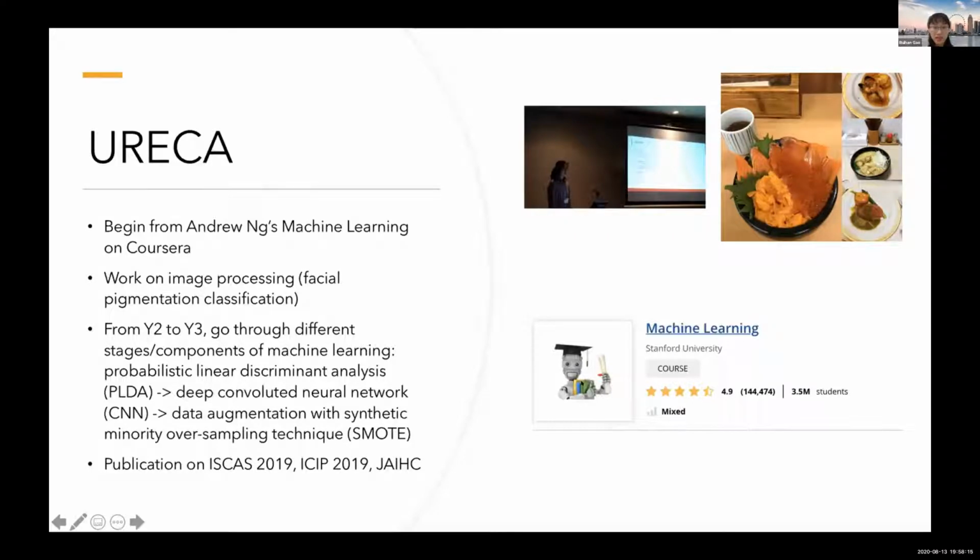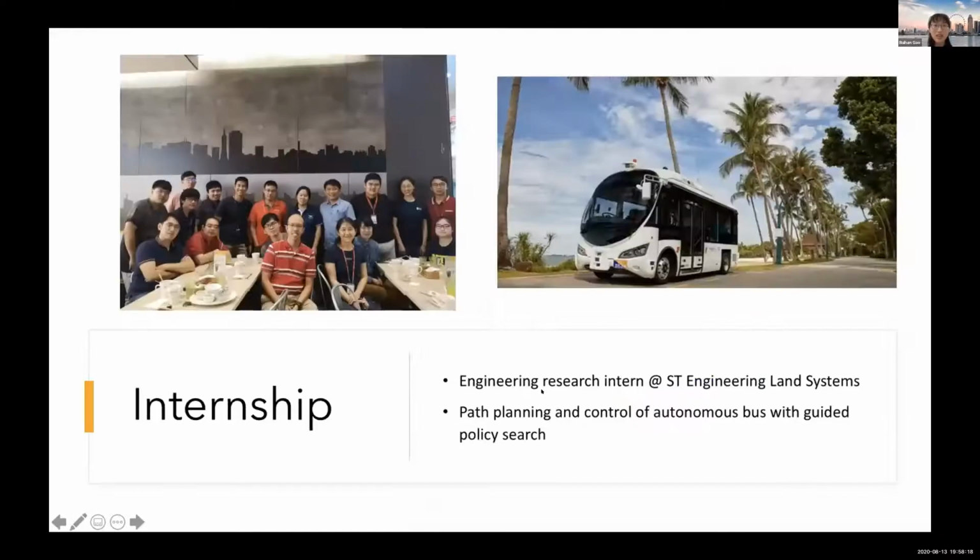Okay, let's move on. In the third year, as most of us do in the EEE, we need to do a one semester internship. So I did my internship at ST Engineering Land Systems, which is just near the Bong Lei MRT station. I did the path planning and control of an autonomous bus with guided policy search. I helped the research team build a simulator environment and also a control policy using guided policy search algorithms. On the left, I show a photo of our team.